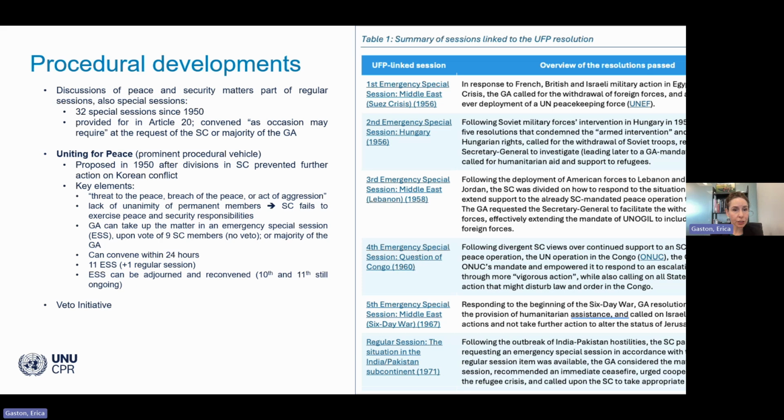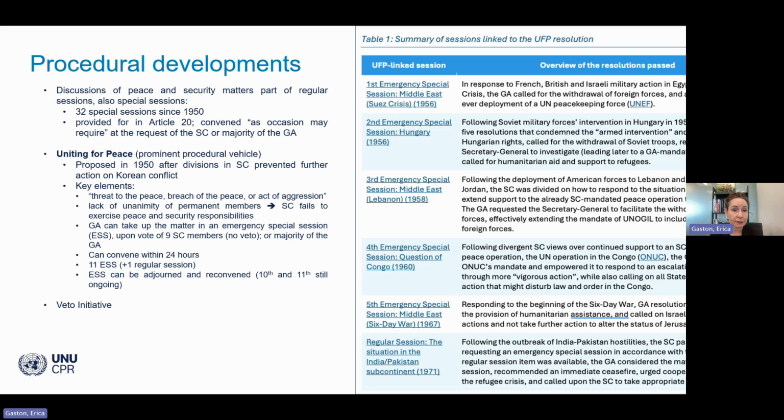We also, as I mentioned, get into some of the procedural developments. It's important to note because sometimes attention can get focused, for example, on the Uniting for Peace, which I'll give a bit of background on. But a lot of the discussions of the General Assembly on peace and security matters take part in regular sessions and in the special sessions. They're not only limited to these special mechanisms. Nonetheless, the Uniting for Peace is one of the most prominent procedural vehicles where we've seen the GA engaging on peace and security matters, so it's important to highlight.